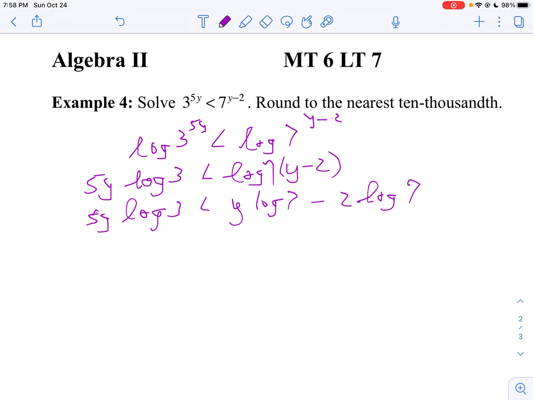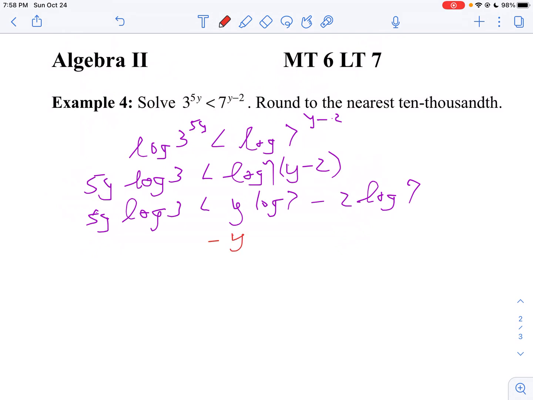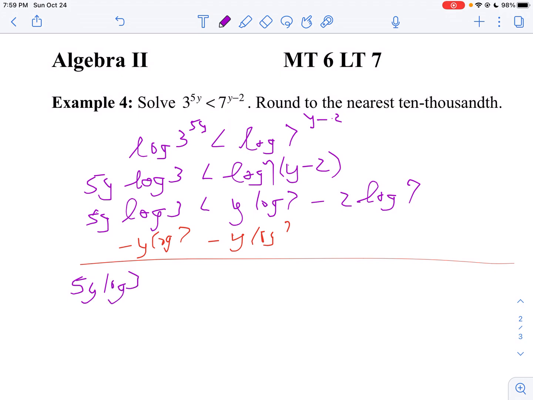Then I want all my y's on the same side. So I'm going to subtract y log 7 from both sides. So then I'm going to get 5y. My 5 looks kind of sick there, I'm going to rewrite that. 5y times the log of 3 minus y times the log of 7 equals negative 2 times the log of 7.